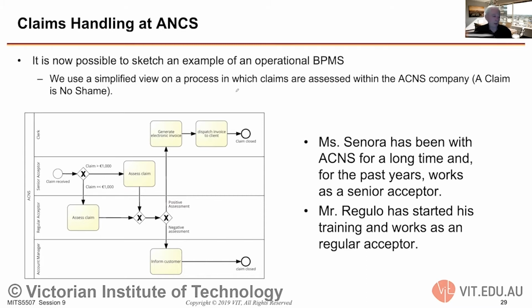All right, so if you look at that BPMN, we've got 4 pools. We have a clerk, we have a senior acceptor, we have a regular acceptor, and we have an account manager. Miss Sonora has been with ACNS for a long time, and for the past years she's worked as a senior acceptor. Mr. Regulo started his training and works as a regular acceptor. So Miss Sonora works down here as a senior acceptor, and Mr. Regulo works down there as a regular acceptor. So we've got that business process.